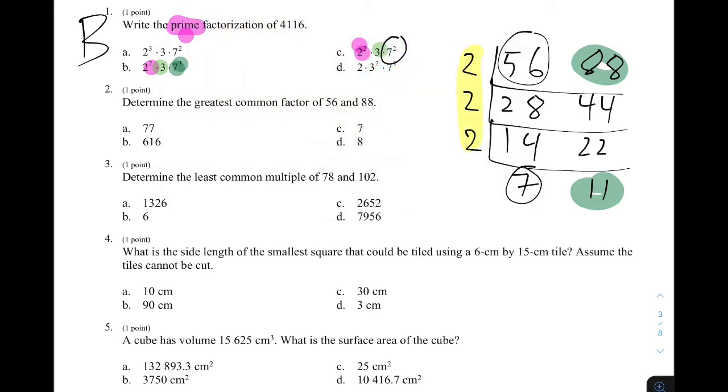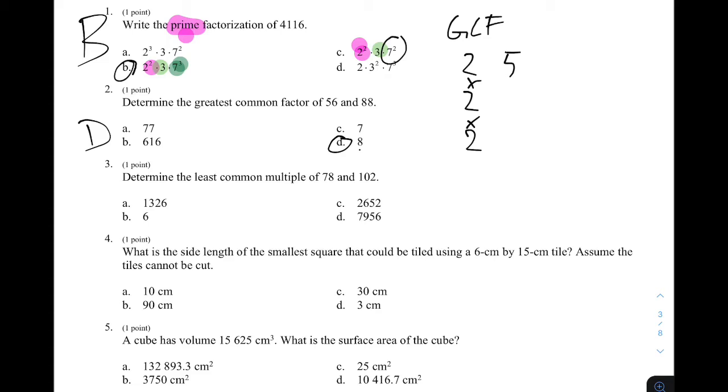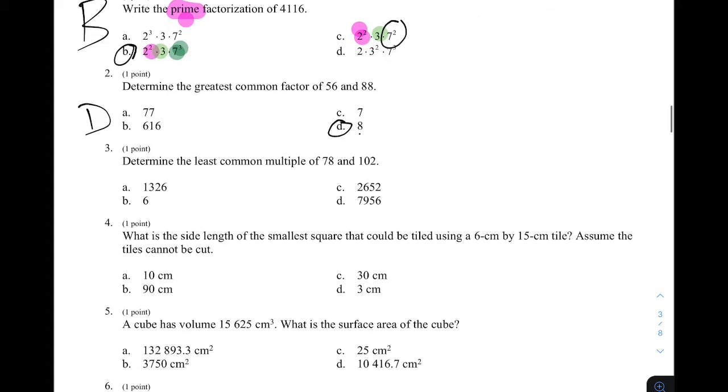So my GCF is going to be 2 times 2 times 2. And 2 times 2 times 2 is 8. So that'll be D. B, D, you can circle that, sure. So I use the ladder and I stop for GCF. Stop when you don't have common factors.